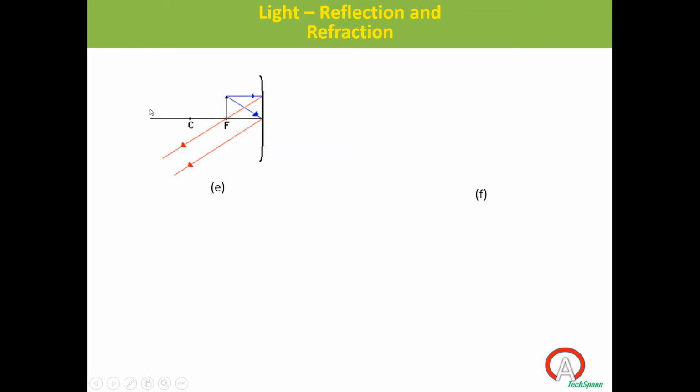So for case 5, we started from infinity, then just beyond C, then between C and F, then at F. The fifth case is at F, and the sixth case will be between F and P, F and pole, right?